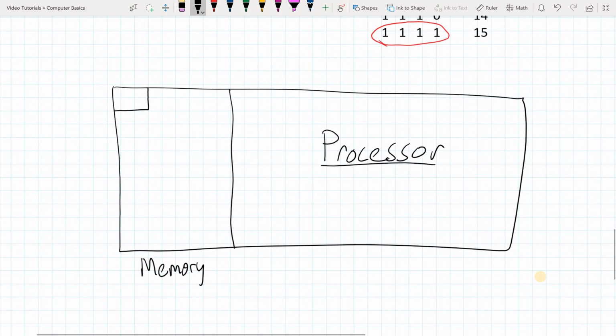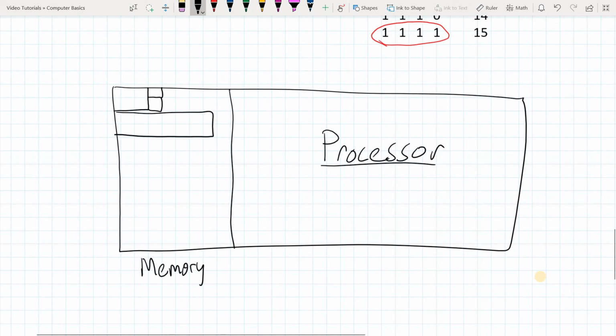So we have different sizes of numbers. Maybe we have some small ones here, and maybe we have a really large one here, a big number that takes a lot of space. And as you can see, we can fill up our memory, and this becomes a problem.